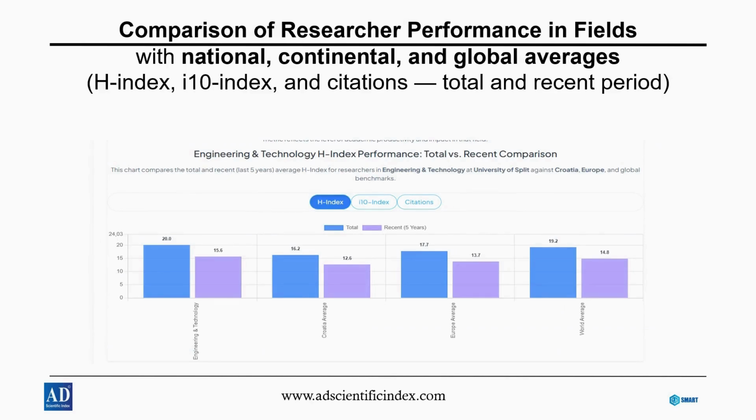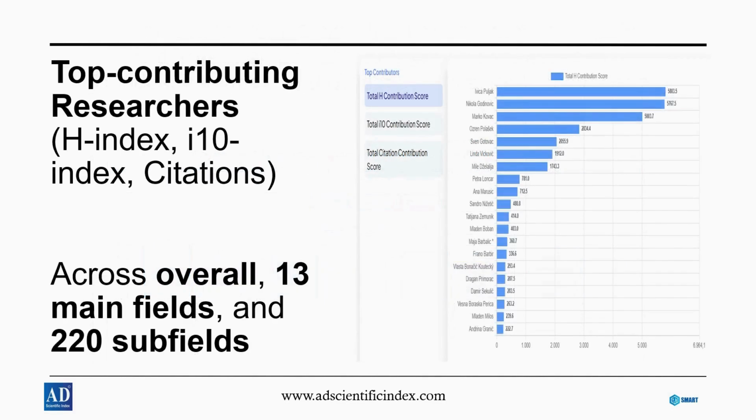The chart compares total and recent H-index performance in engineering and technology with national, continental, and global benchmarks. Researchers at X university show stronger overall H-index values than the Croatia and Europe averages, and remain competitive with the global average. The comparison highlights how productivity trends shift over the last 5 years, giving a clear view of academic impact across different regions.